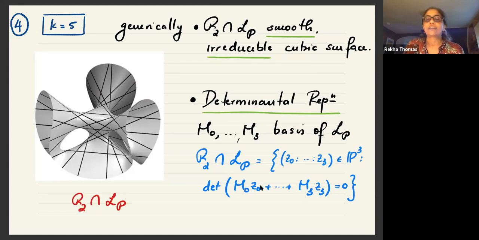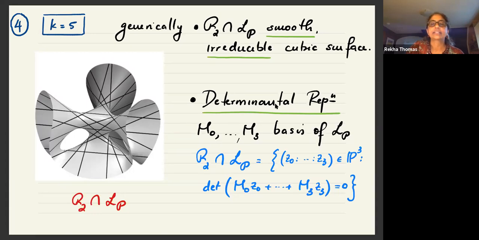And now, if I make this formal linear combination, M0 Z0 up to M3 Z3, then that's how any matrix on LP looks like. And if I also wanted to lie on R2, I just set the determinant equal to 0. So there is this symbolic matrix that we can write down by choosing a basis in LP that gives you a determinantal representation of this cubic surface. Okay, so it comes with this cubic determinantal representation.